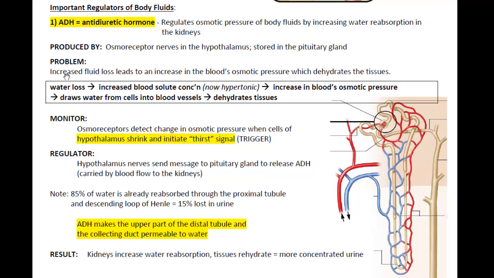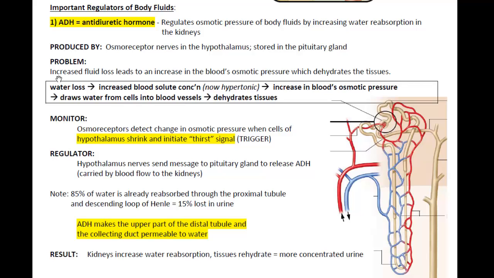It's produced by the hypothalamus, specifically the osmoreceptor nerves in the hypothalamus, and it gets stored in the posterior pituitary gland. So the problem that would happen would be that you would have an increased fluid loss. In other words, you've sweated too much, etc. You've lost a lot of fluid, you're dehydrated, and that's going to increase the blood's osmotic pressure. This is the blood's draw on water from the tissues, which is going to end up dehydrating them. So you go through water loss. That means you actually increase the blood solute concentration. It's now hypertonic to the tissues, increasing the blood's osmotic pressure, draws water from the cells into the blood vessels, and dehydrates the tissue. This is a problem.